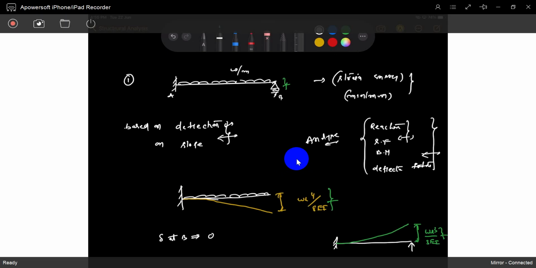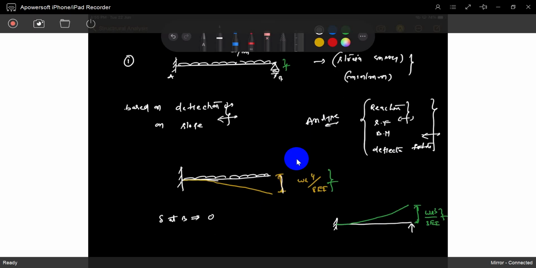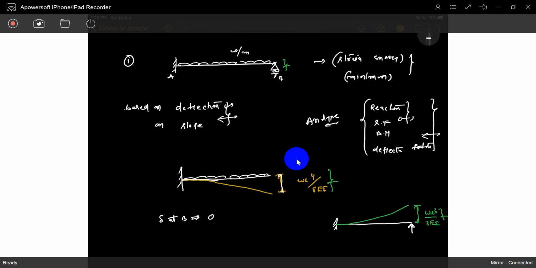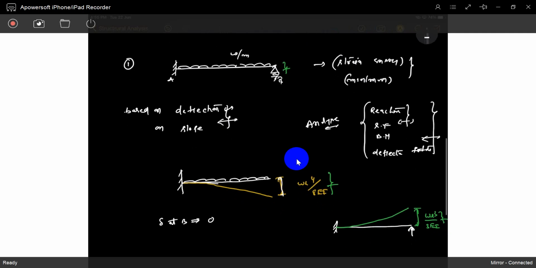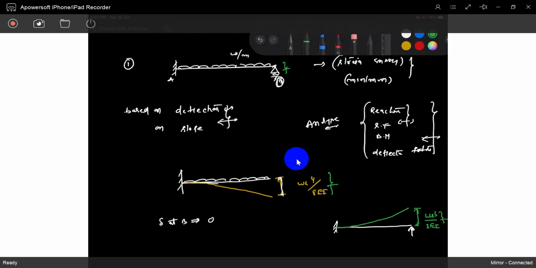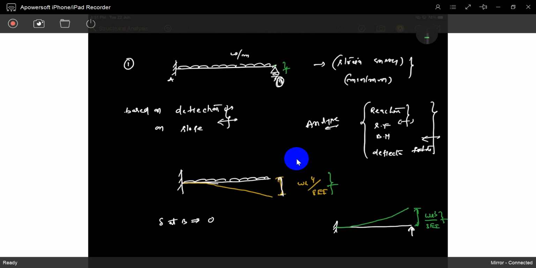So the load causes some deflection, but I applied some reaction. By the application of the reaction at B, the deflection at B is 0. Understood my intention? Otherwise, draw the deflection profile. It is a fixed joint at A, so there is no slope there. How does it deflect?